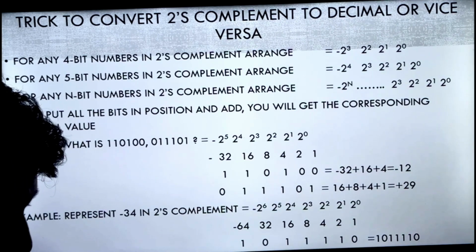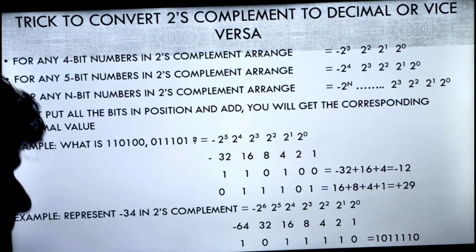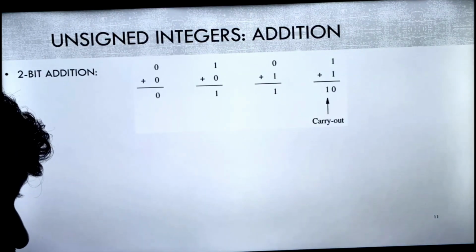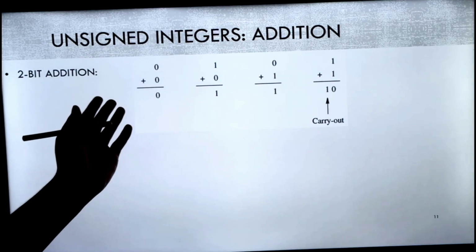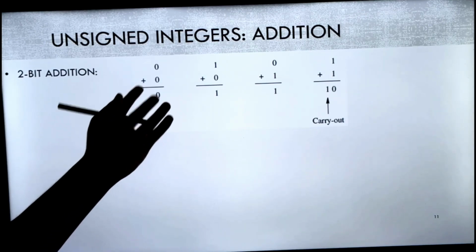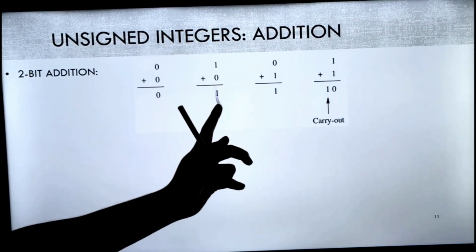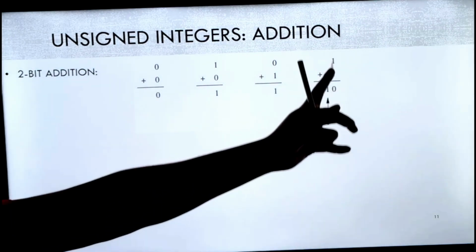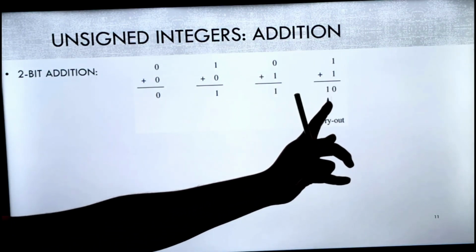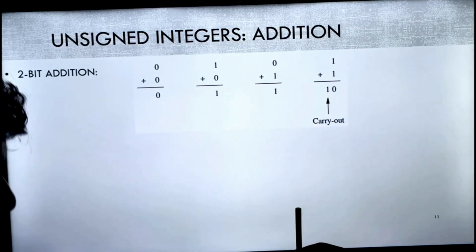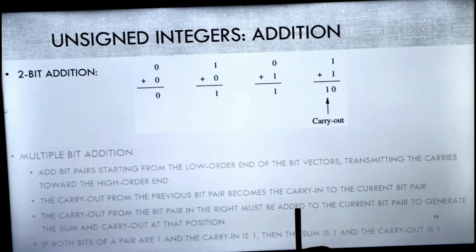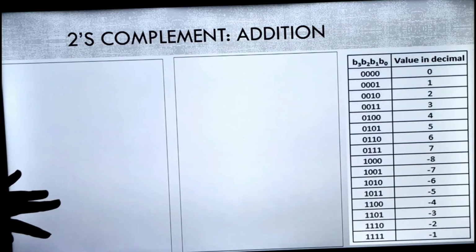Fine. So next we'll see some arithmetic operations, addition of any two binary numbers. This is very well known to you. If I give you any two bits to add, 0 0 is always 0, 1 0 is 1, 0 1 is also 1, 1 1 is actually 1 0. We know that 1 plus 1 is 0 and the carry-out bit is 1. We already know this, so I don't want to waste time on it.